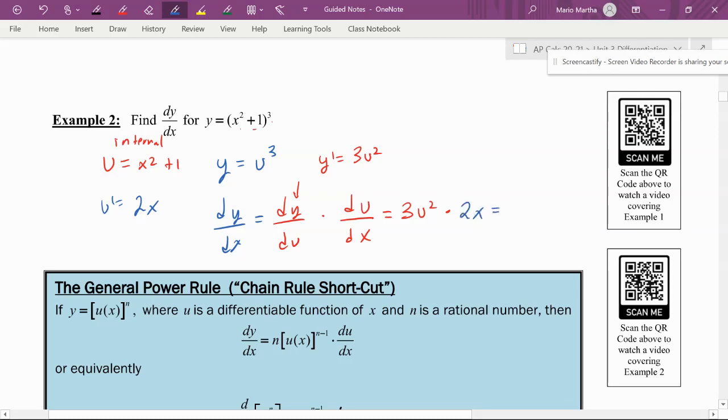And then we would just want to simplify, so we want to resubstitute what u represents. And again, that's x squared plus 1. So that gives us 3 times x squared plus 1 times 2x. And then you just want to simplify one more time. So that's going to give us 3 times 2x is 6x. So our derivative is 6x times x squared plus 1.